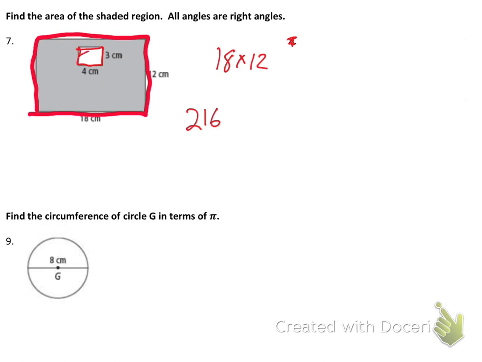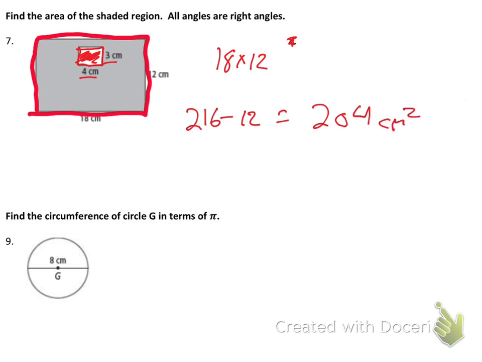But I need to find what this area right here is. I can just do 4 times 3, and that's 12. So I'm going to minus that. So 216 minus 12 is going to be 204 centimeters squared.